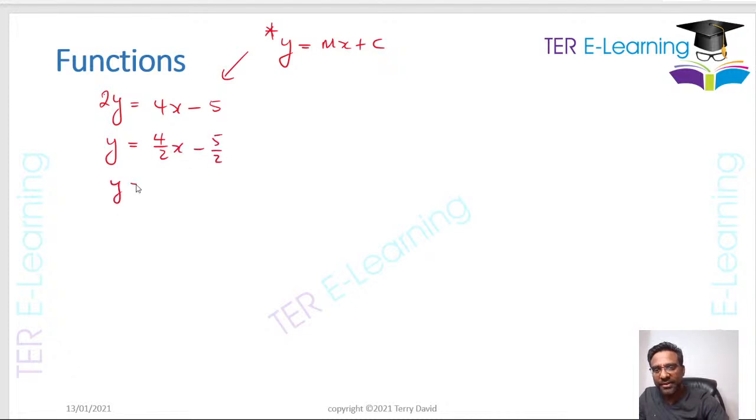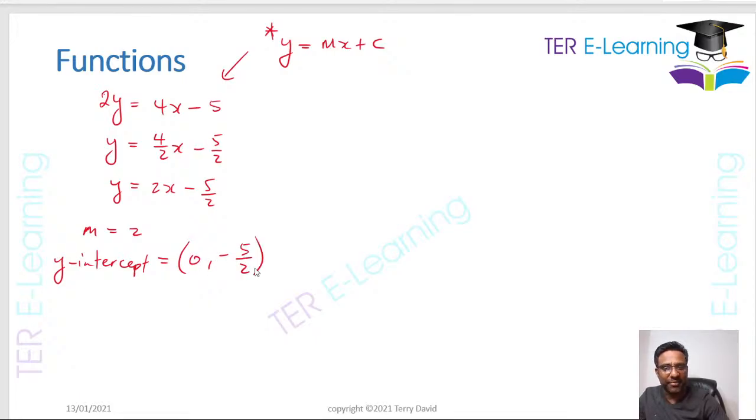And this will give me y is equal to 2x minus 5 over 2. So my gradient, or my m, is equal to 2, and my y-intercept is equal to 0, minus 5 over 2, right? So you have to be careful with questions like these.